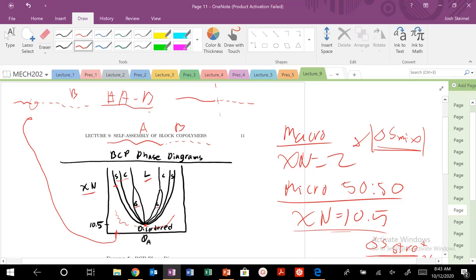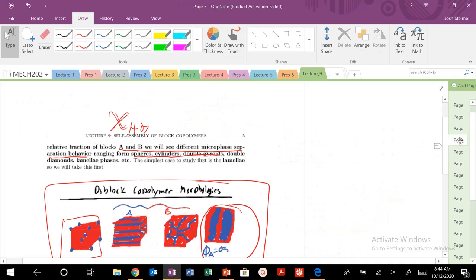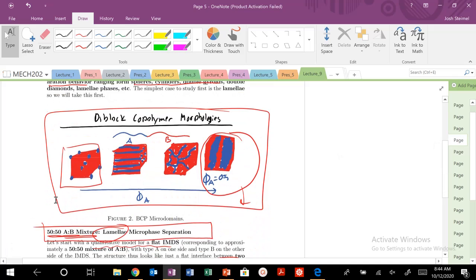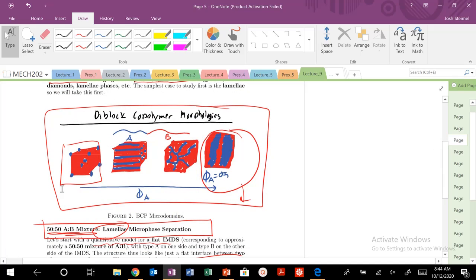But the bigger driving force here is what? What leads us to this disordered state? It's the stretching here. So here, the polymers are stretched. But when they're in this spherical configuration over here, we don't have as many AB interactions, so there's not a strong enthalpic driving force to phase separate.